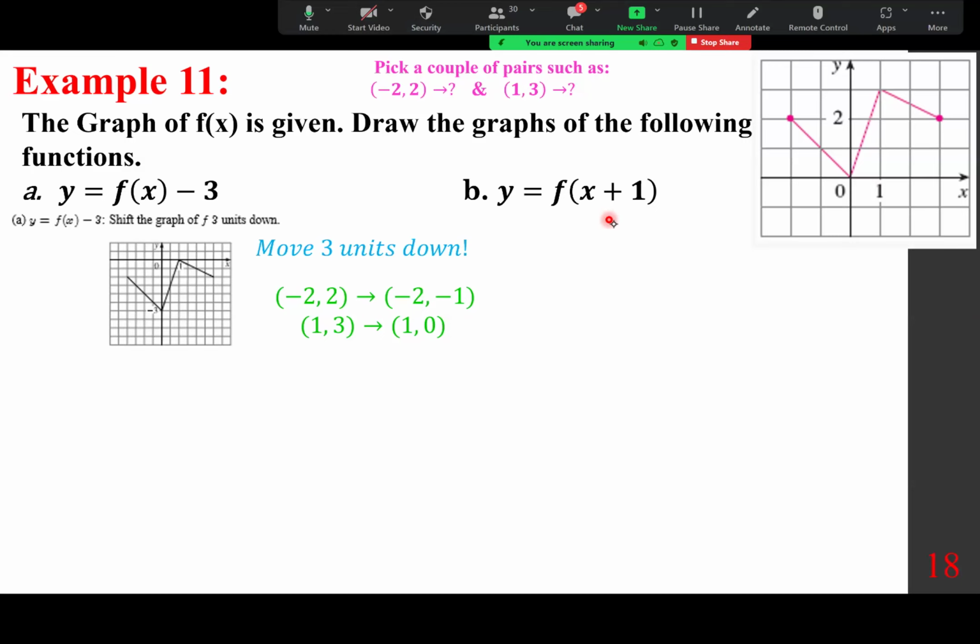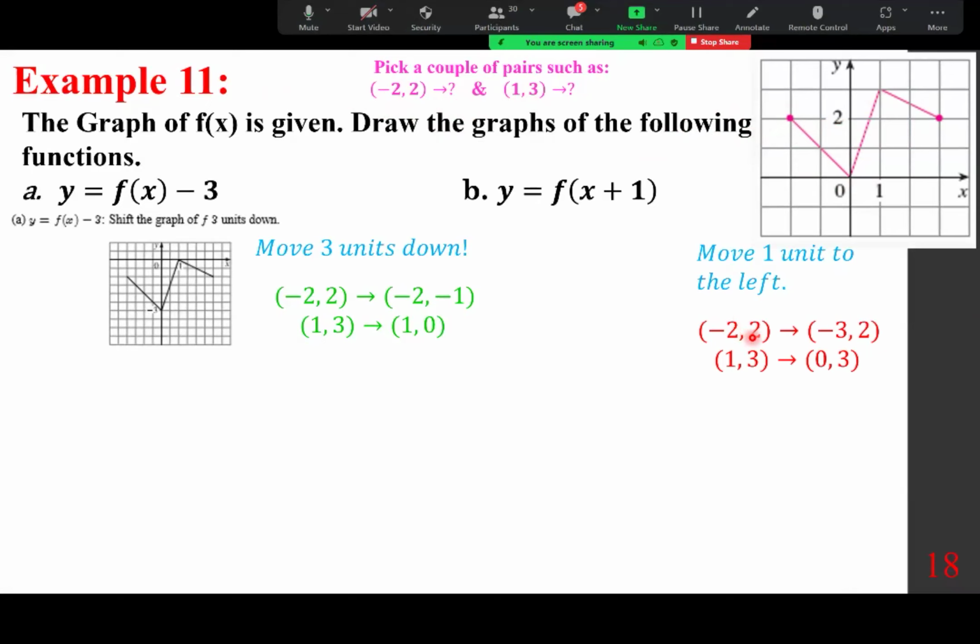Y equals f of x plus 1. That means we are going to move this to the left by 1 unit. So we move the same thing, move it this way by 1 unit. So all you have to do, keep all the y coordinates and change the x. So this one, you want to move it to the left, becomes -3. This one becomes 0. So -2, 2, this point now becomes -3, 2, and 1, 3, this point becomes 0, 3, and again and again. You can do more and more points.